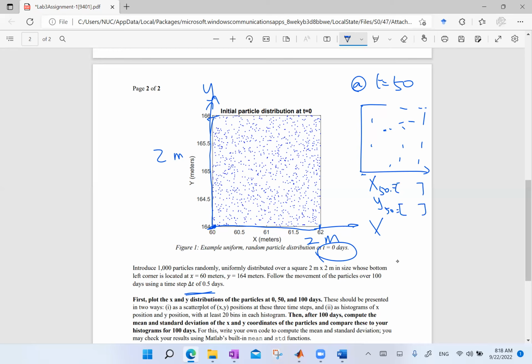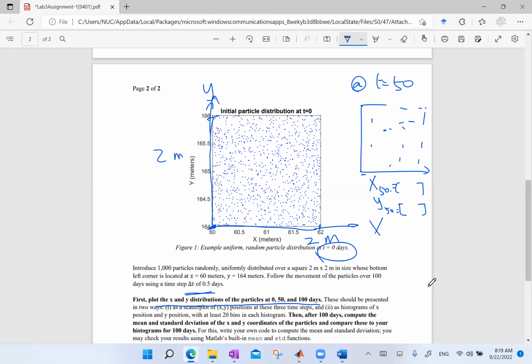Then we're going to let it advance even further. After another 50 days, by the time it becomes 100 days, we're going to look at the X position and the Y position of those particles. At the end, we're going to use the XY positions of those particles at time equals 0, 50, and 100 to plot some graphs, some histograms, and also compute the mean and the standard deviation after 100 days.